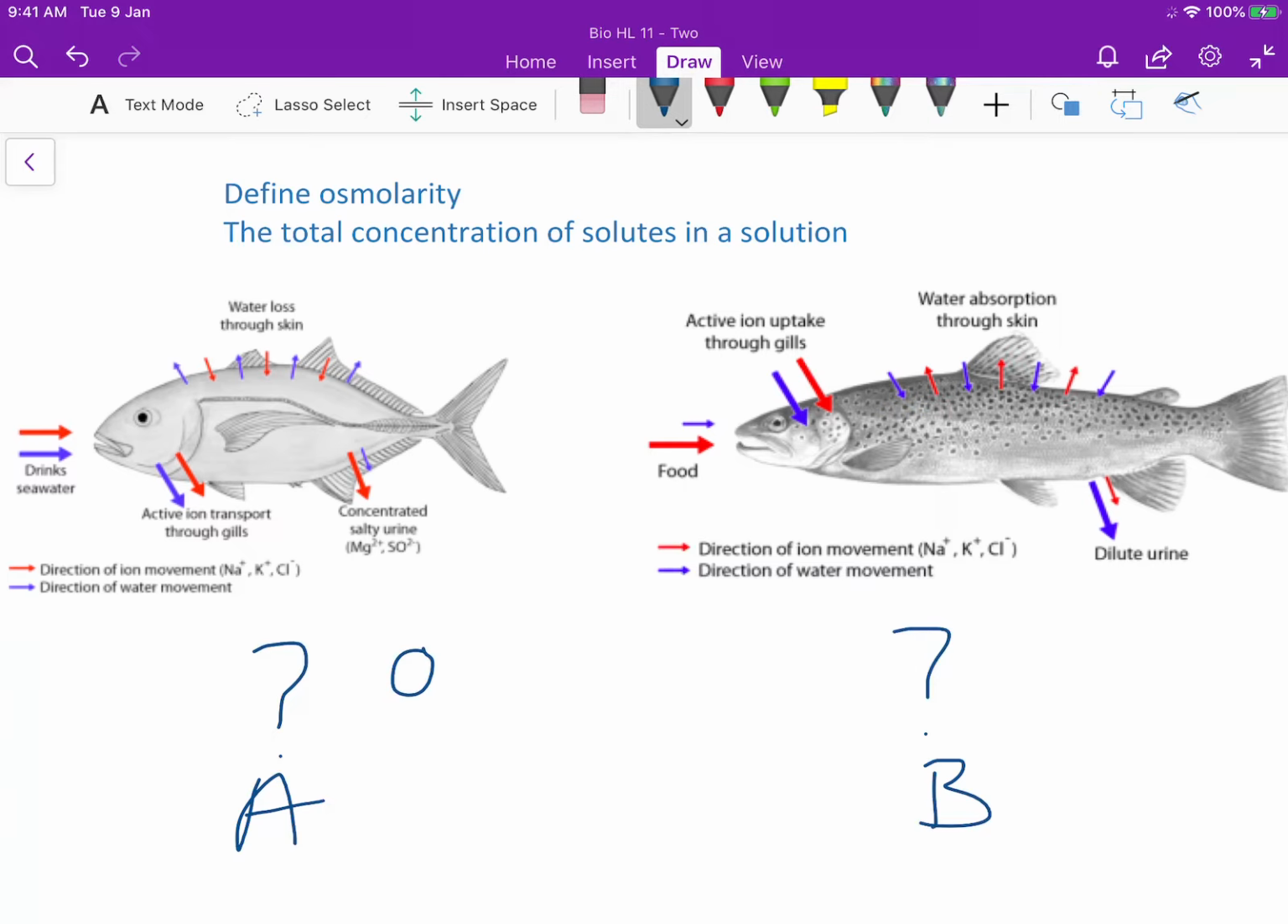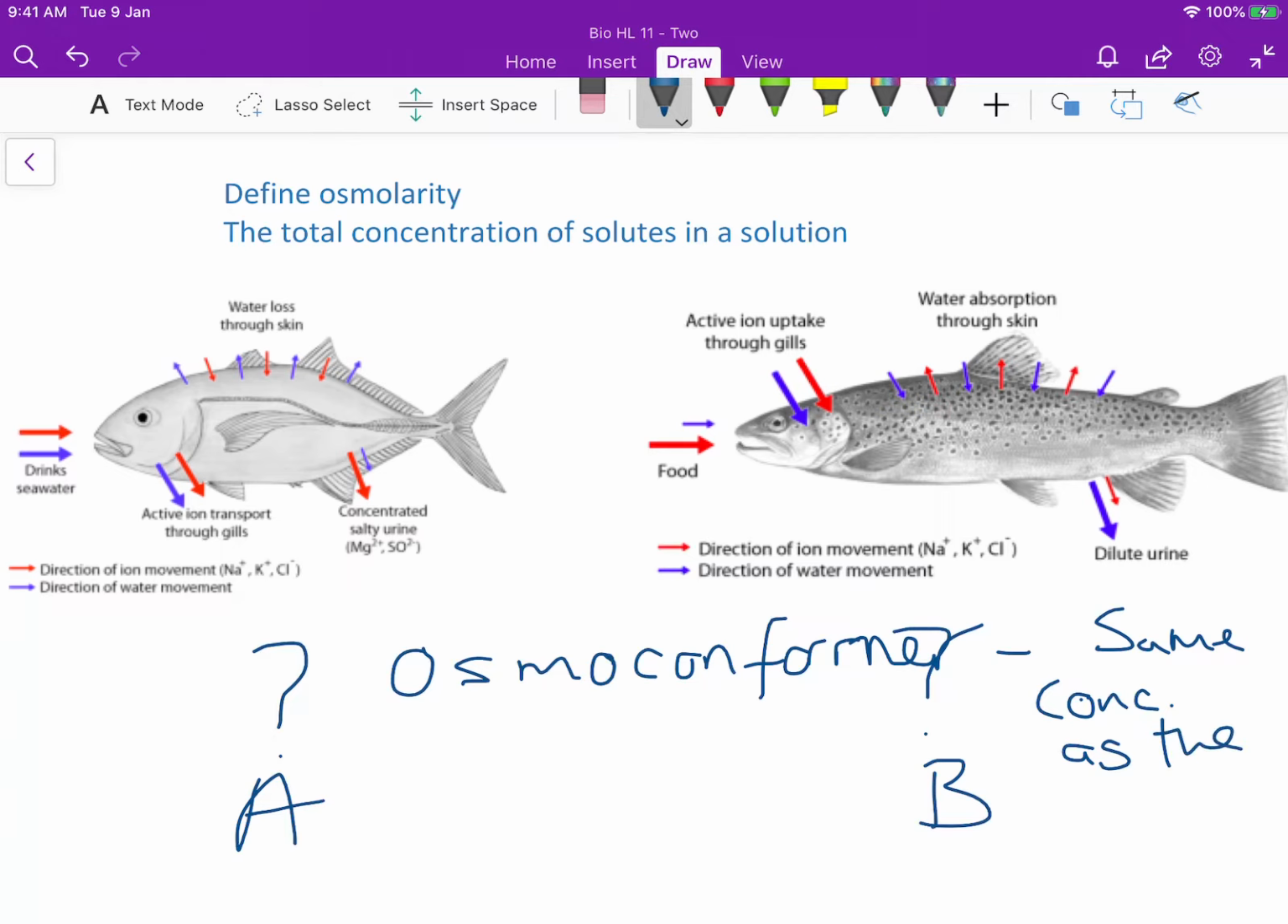So osmoconformer, that means it's the same concentration as the solution it's in.